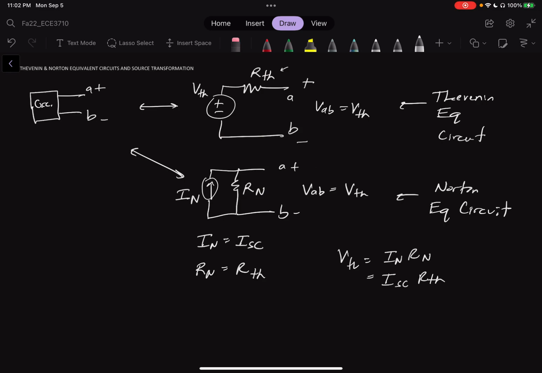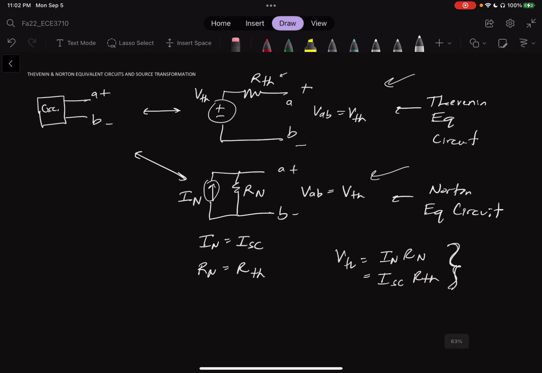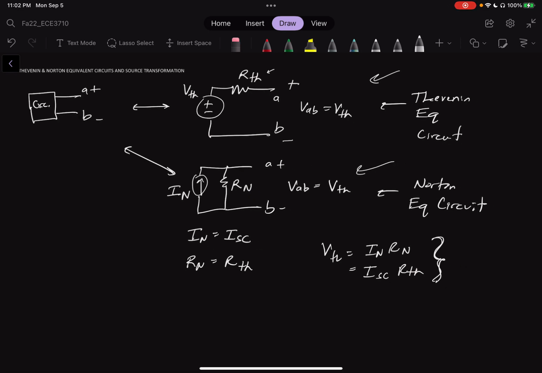Again, the derivation, the conceptual understanding of the physics, the electromagnetics, the proof of this is not done in this video. I'm just showing that the top drawing here is a Thevenin equivalent circuit, the bottom one Norton equivalent circuit, and the relation is provided by this equation that I have put the curly bracket on. So V Thevenin is equal to IN times Rn, also known as ISC times R Thevenin.